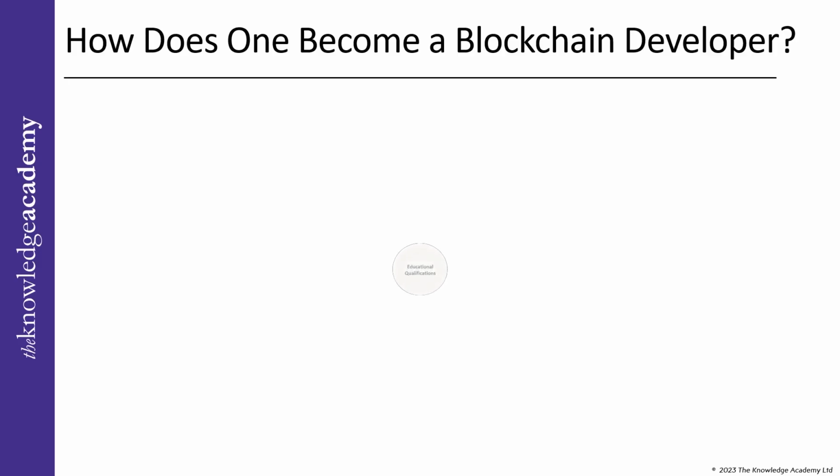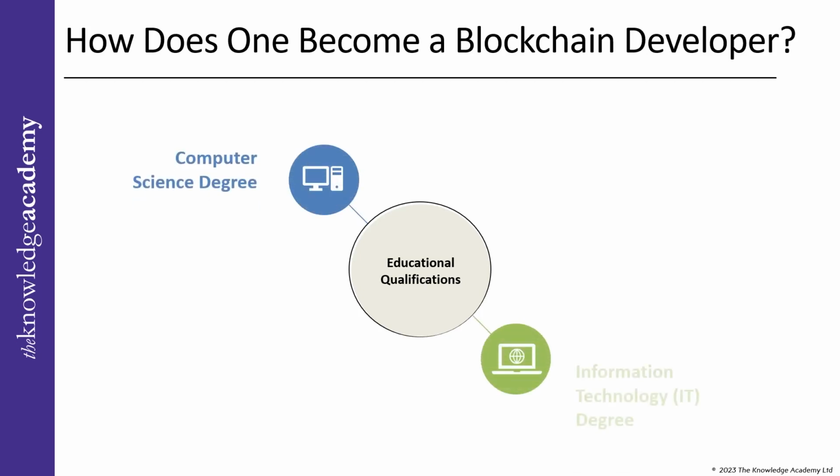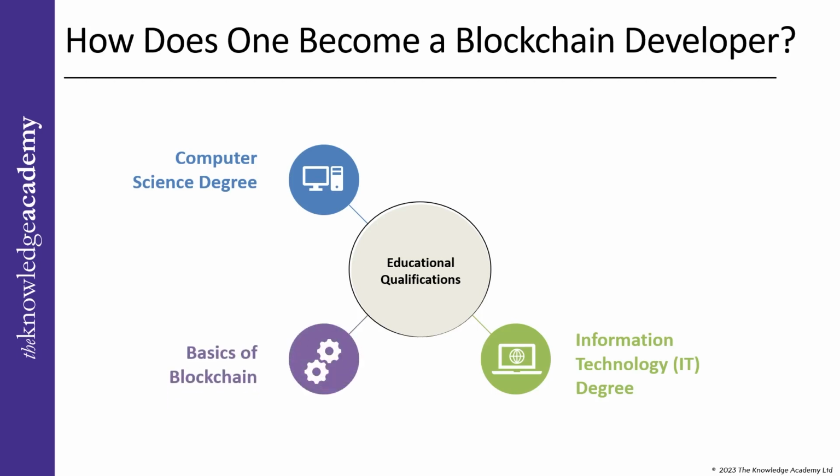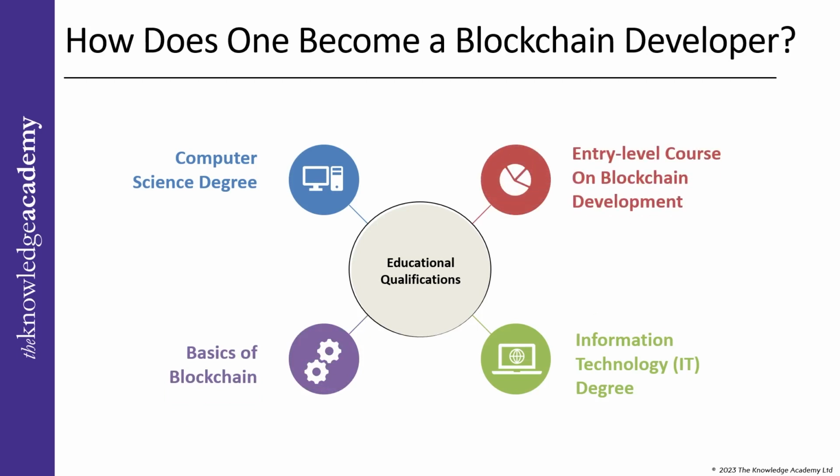Before getting into this sector, one must learn about the educational qualifications needed to become a blockchain developer. To begin your career in the blockchain industry, the first step is to get a computer science degree or an information technology degree. Further, to become a professional in this field, you will be required to familiarize yourself with the fundamentals. That is, the key is to start with the basics of blockchain. Apart from the degree, taking up an entry-level course on blockchain development is a win-win. The courses will help you understand the up-to-date skills and knowledge required in the industry. Therefore, it will add to your university degree and get you one step closer to becoming a professional.